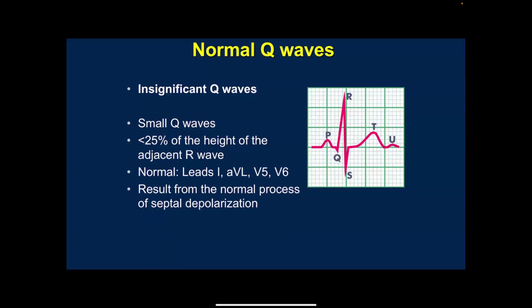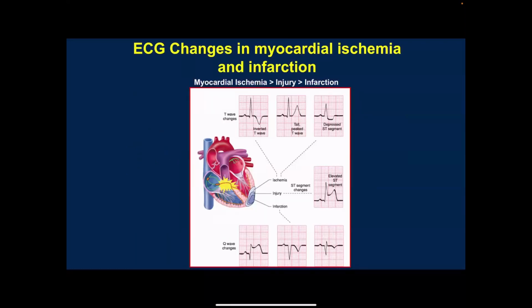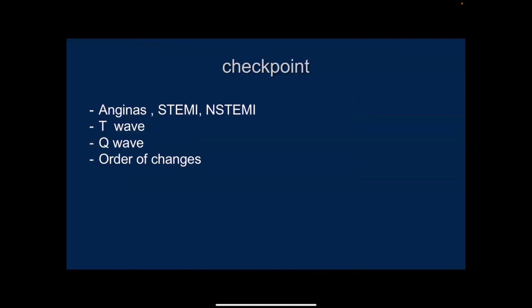So this is a normal one, okay? Like we said, you start with inverted T wave, it becomes a depressed ST segment, then it goes into elevated ST segment, okay? Same thing here.